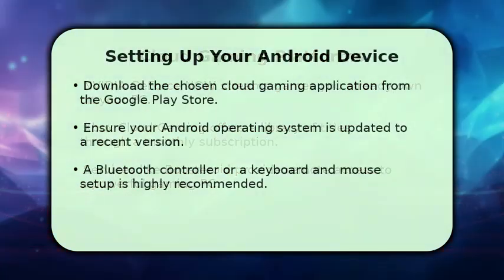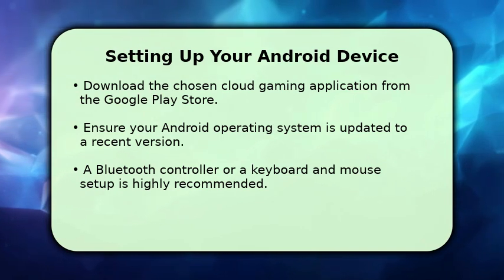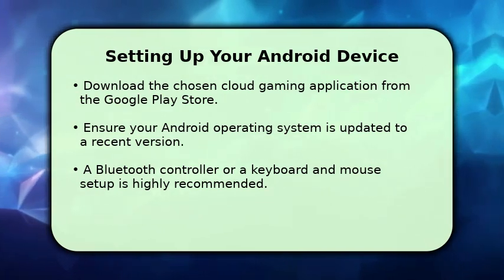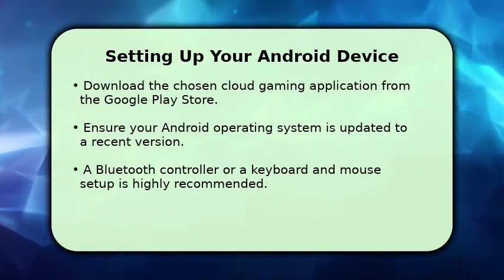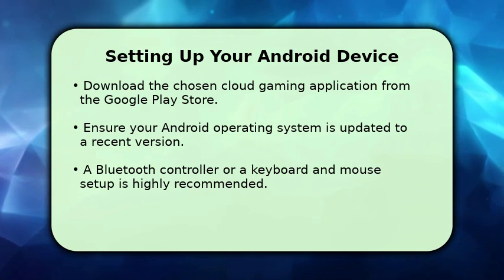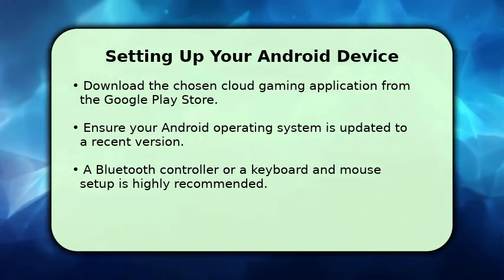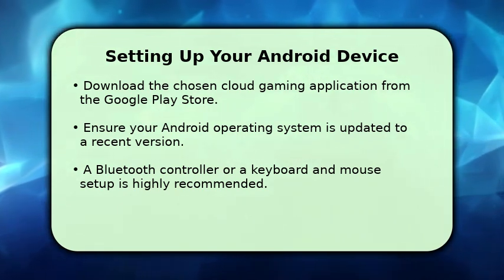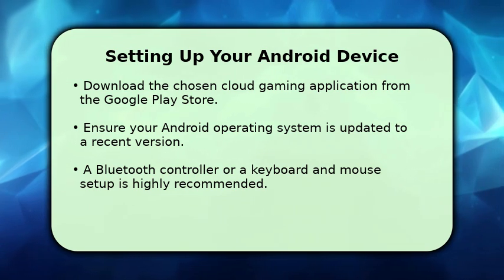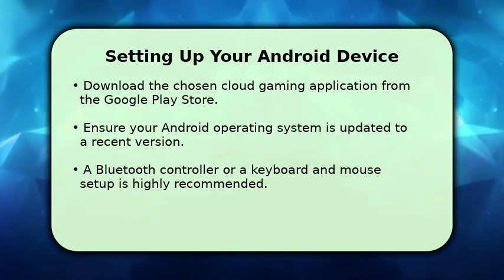To get started, first download the specific cloud gaming app from the Google Play Store onto your Android device. Make sure your phone or tablet's operating system is up to date for best compatibility. While touch controls might be available, a Bluetooth controller or even a portable keyboard and mouse setup will significantly enhance your city building experience. These peripherals offer much greater precision and comfort for managing your sprawling metropolis.